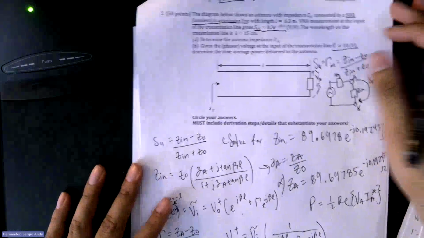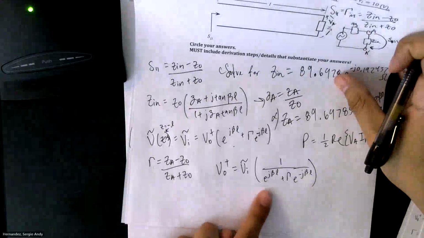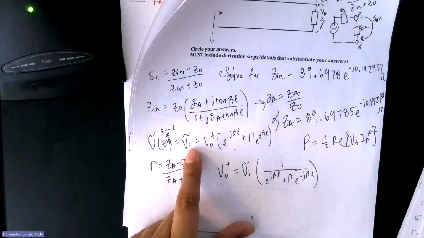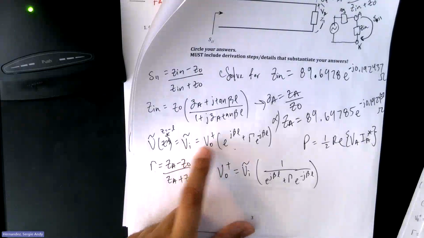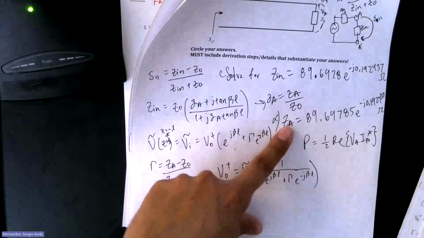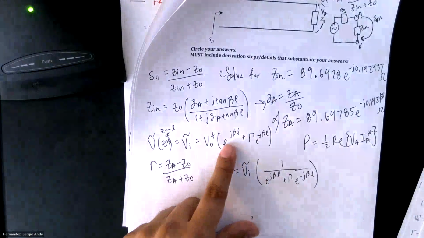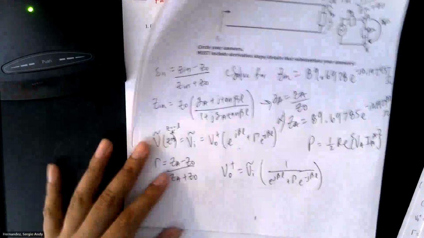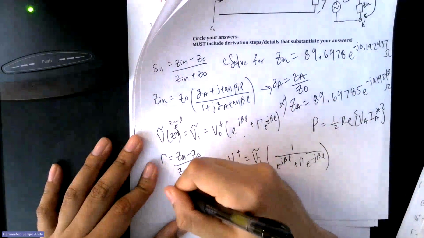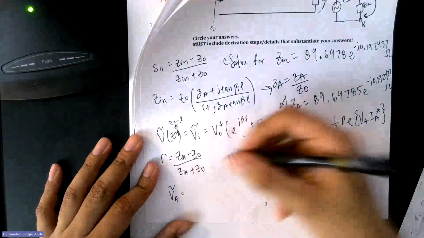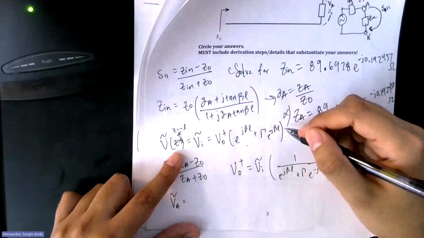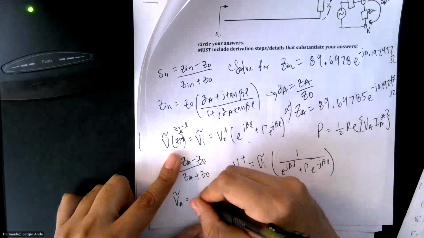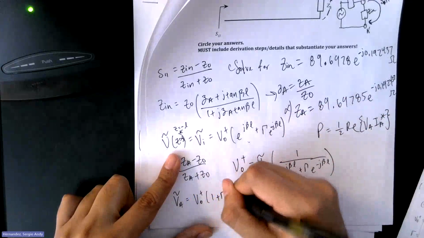This is another form if you don't want to solve using this equation, because you're given VI, right? In part B, he tells you it's 10 volts. So you already solved your gamma from part A using this one. So you have everything except your V naught plus. And then the voltage across the antenna is whenever z equals 0, right? So the exponents cancel out to 1. So you get your V naught plus times 1 plus gamma.